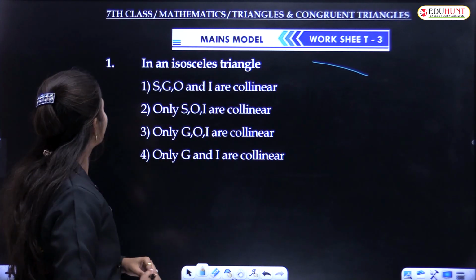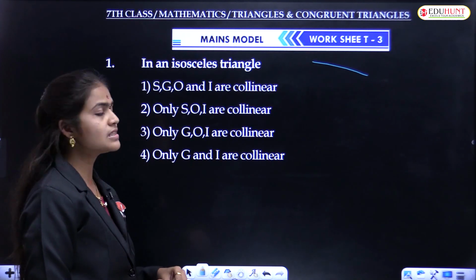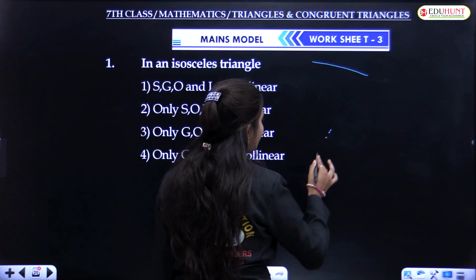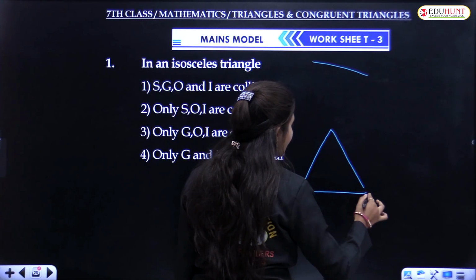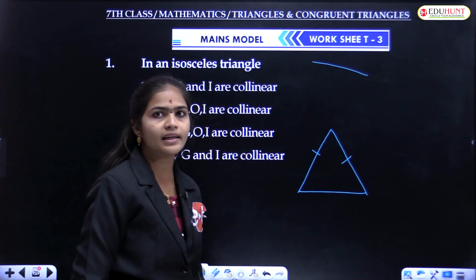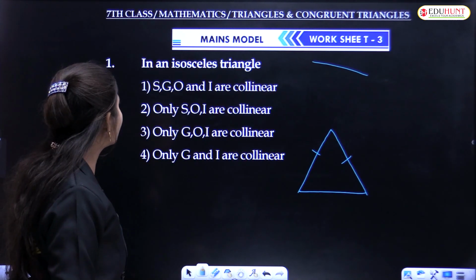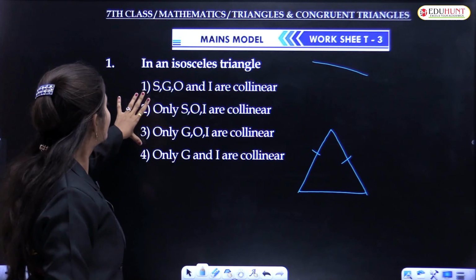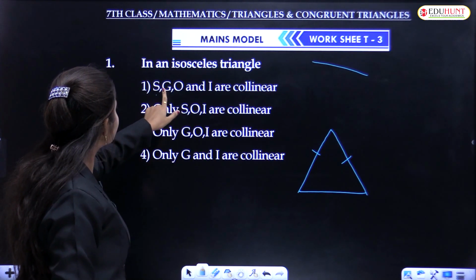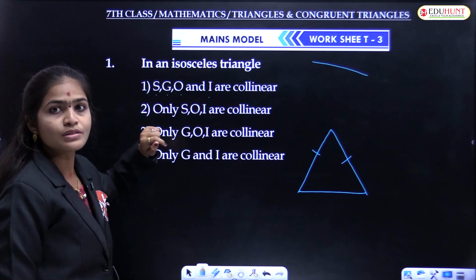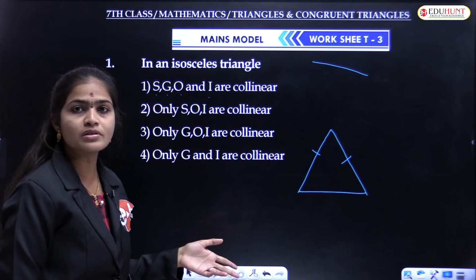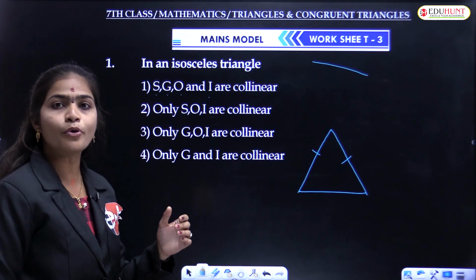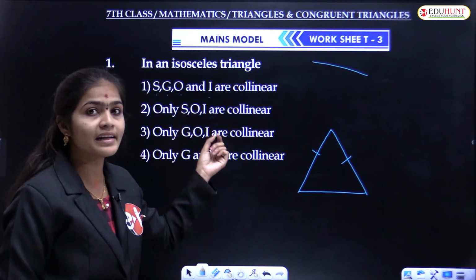So what is the first question here? See, in an isosceles triangle. An isosceles triangle means any two sides of the triangle are equal. They are asking about the 4 points given. Out of these 4 points, S, G, O, I: what are those? They are the centroid, circumcenter, orthocenter and incenter. They have given these points directly as letters.